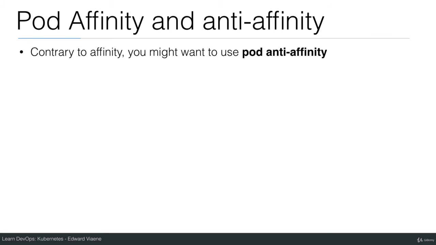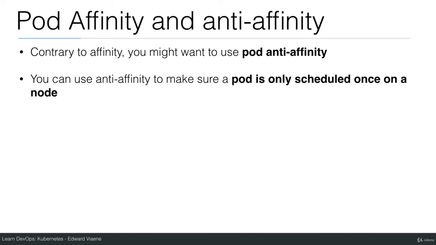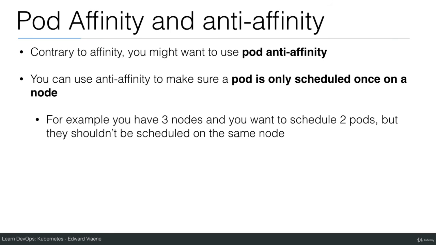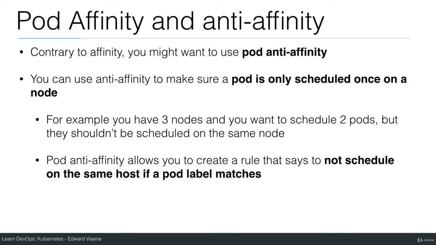Contrary to affinity, you might want to use pod anti-affinity. You can use anti-affinity to make sure a pod is only scheduled once on a node, for example. For example, you have 3 nodes and you want to schedule 2 pods, but they shouldn't be scheduled on the same node. Pod anti-affinity allows you to create a rule that says to not schedule on the same host if a pod label matches.